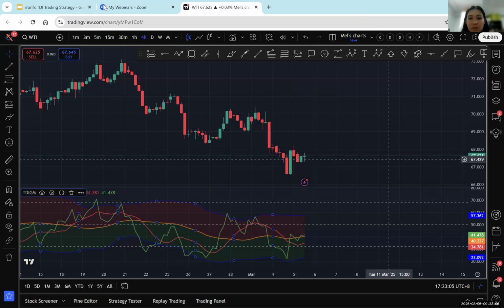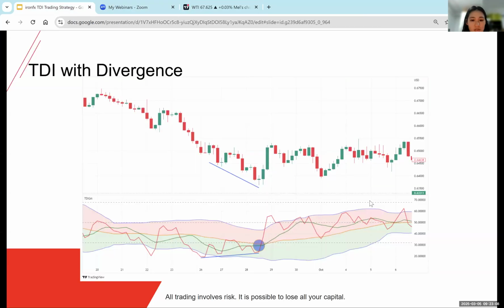Okay, so let me get back to my slides. We were talking about TDI with divergence, which is another very popular TDI strategy. You basically look for divergence between TDI and price. If price makes higher highs, but TDI makes lower highs, it signals a potential reversal downward. But if price makes lower lows, but TDI makes higher lows, it signals a potential reversal upward, which is what we see here.